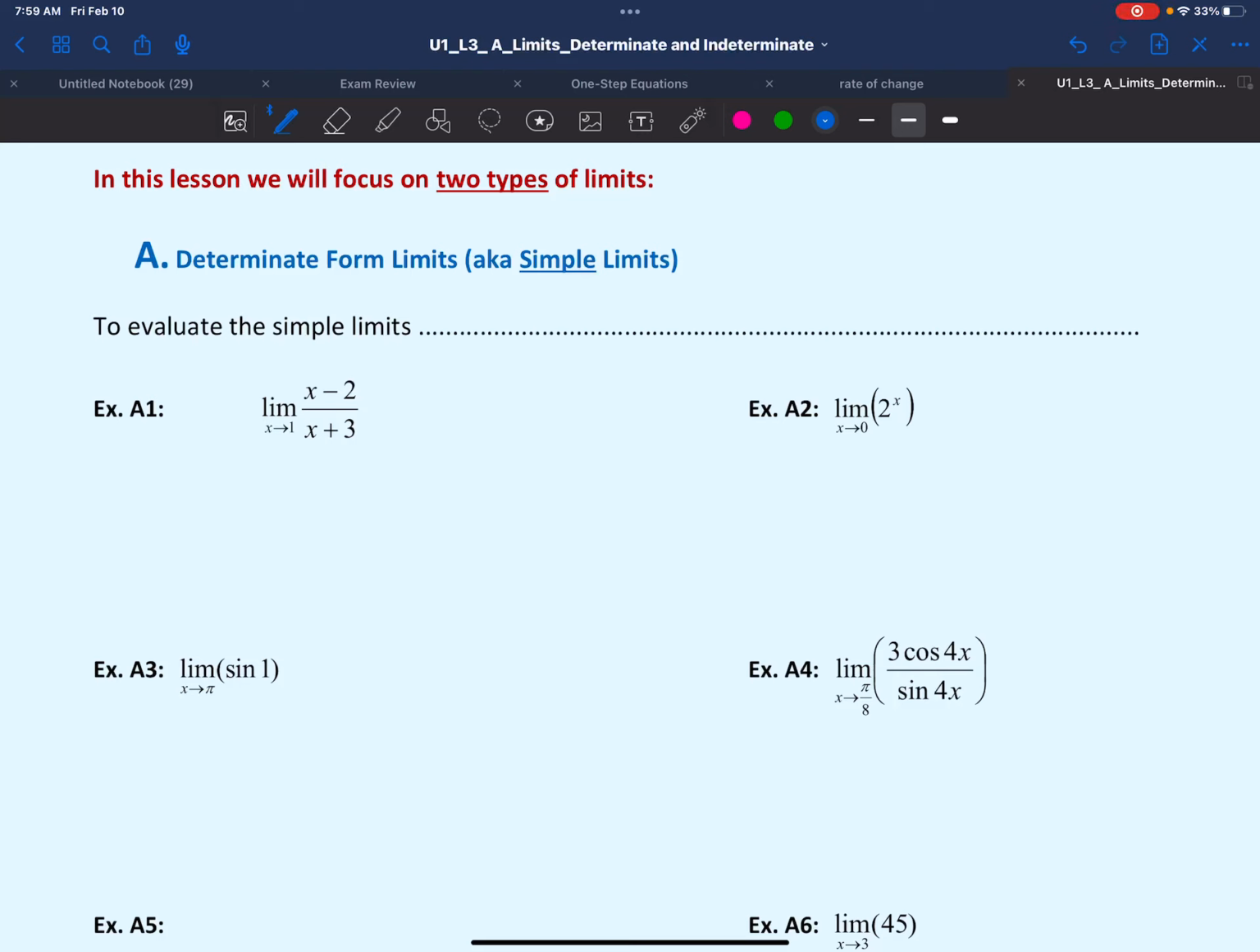Welcome back to the lesson on limits, and now we're going to take a look at plenty of examples where we'll learn and practice how to find the limit of various functions at specific points. Now, to start with, we categorize the limits into two major groups. The first group is what we call determinate form limits. These are limits when the functions are defined at a specific point inspected. I like to call them simple limits because it is very easy to evaluate such limits. All we have to do is sub in the value of x and evaluate.